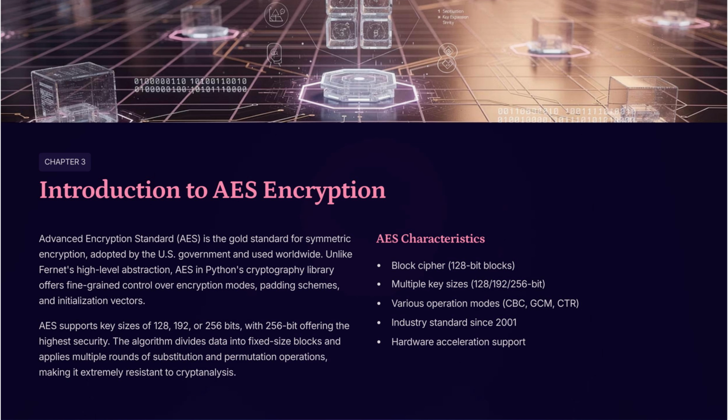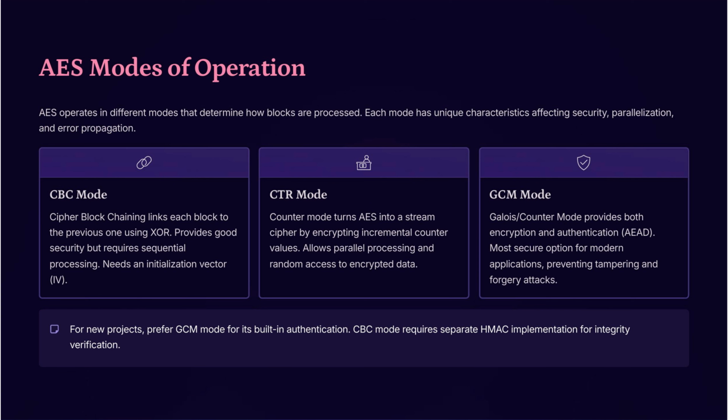Key features include various modes like CBC, GCM, and CTR, and hardware acceleration support. AES operates in various modes, each with distinct features. CBC mode links blocks using XOR, offering security but requiring sequential processing and an initialization vector.